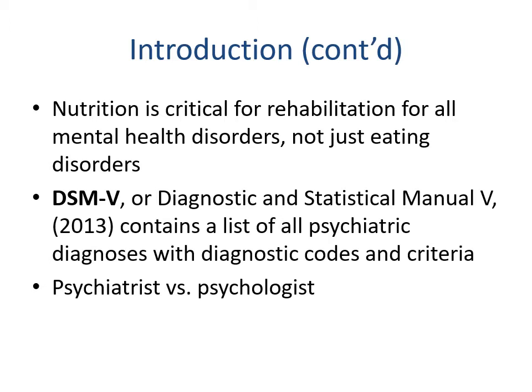When it comes to the diagnosis of mental health disorders, we are now on the DSM-5, or the Diagnostic and Statistical Manual, the 5th edition. This contains a list of all psychiatric diagnoses with their corresponding diagnostic codes and criteria. I recommend that you never ever read the DSM-5, as you will begin self-diagnosing yourself with everything under the sun. Looking at mental health and psychiatry is a lot the same way as looking at nutrition. It's a lot of science, but there's also an art to it.